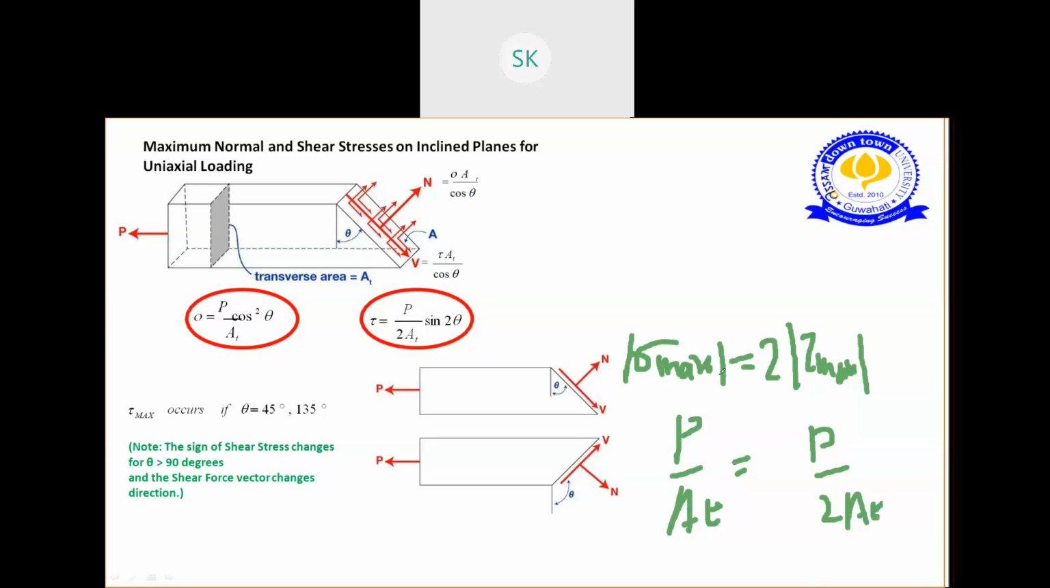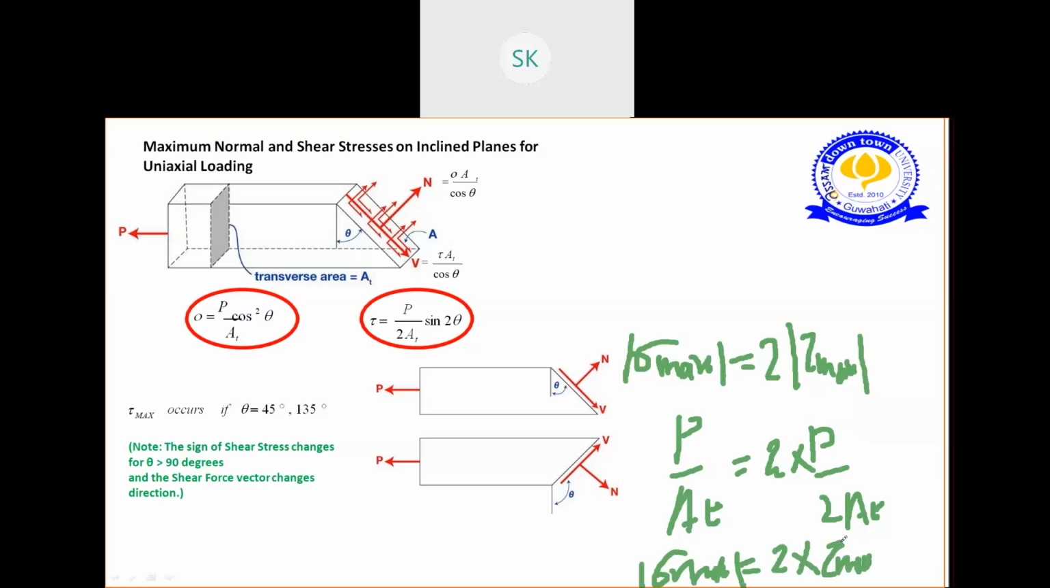Right? So if I write 2 here, this 2 and 2 will be cancelled out, right? And this P by A0 will become P by A0. So your P by A0 is what? Sigma max is equal to twice into this whole thing, which is tau max.